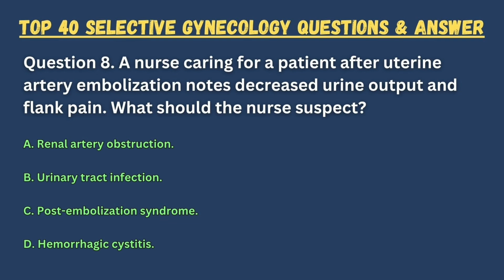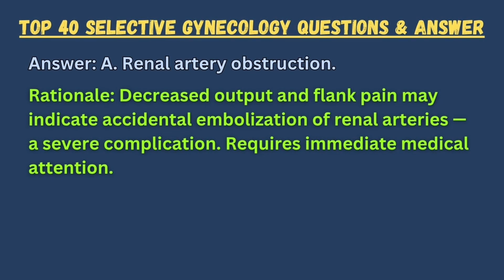Question 8. A nurse caring for a patient after uterine artery embolization notes decreased urine output and flank pain. What should the nurse suspect? A. Renal artery obstruction. B. Urinary tract infection. C. Post-embolization syndrome. D. Hemorrhagic cystitis.